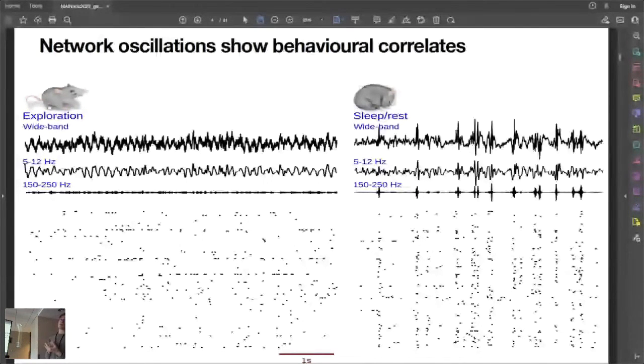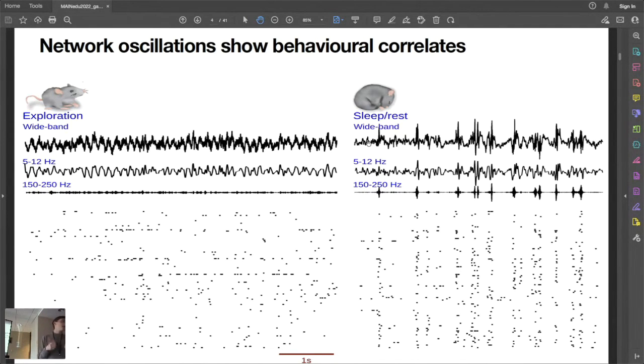So when animals are behaving and exploring an environment, we see a very strong, you can see it here, very strong theta oscillatory entrainment in the frequency of around 5 to 12 hertz. Instead, when the animals are sleeping, this very strong oscillation is lost, and we have this irregular slow wave, which is interleaved by very high frequency events, which are called sharp wave ripples.